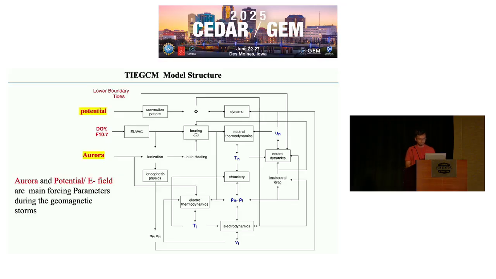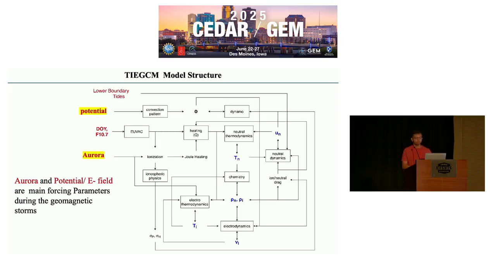Firstly, I want to start with the model structure of TIGCM. TIGCM uses different inputs as forcing. As lower boundary forcing, it uses waves and tides to represent the vertical coupling. And for solar input, it uses F10.7 and day of the year.